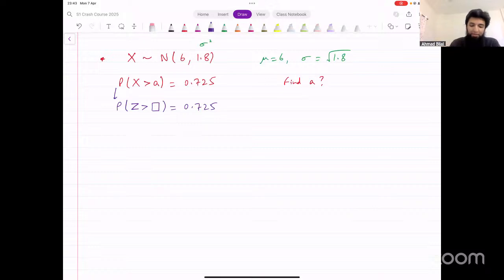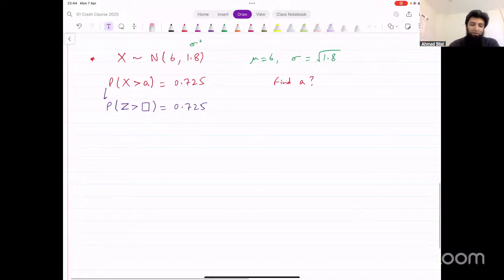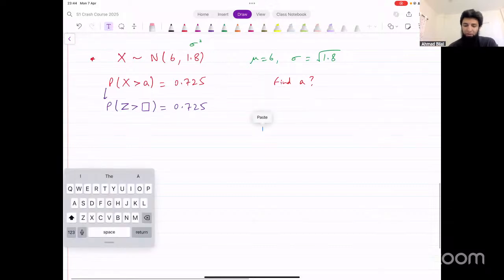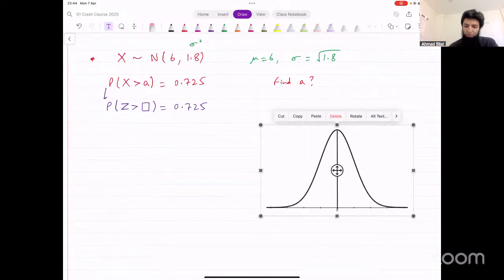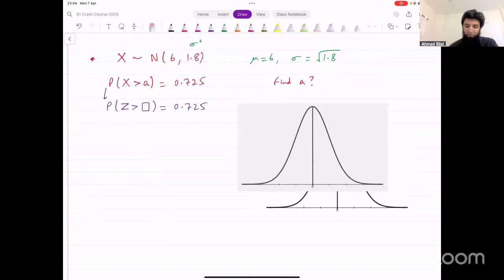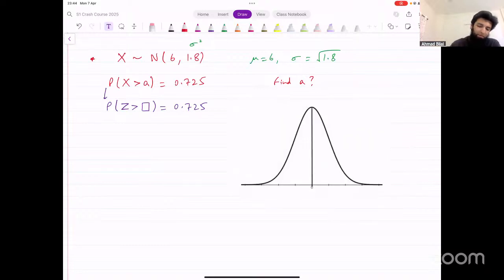Now, is this z value positive or negative? That's the first thing that we need to think about. Is this z value positive or negative? Can all of you respond to this? Is this z value going to be positive or negative? Can I have responses from everyone? Is the z value here going to be positive or negative? Positive or negative?